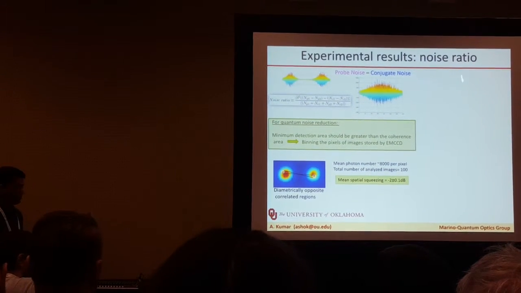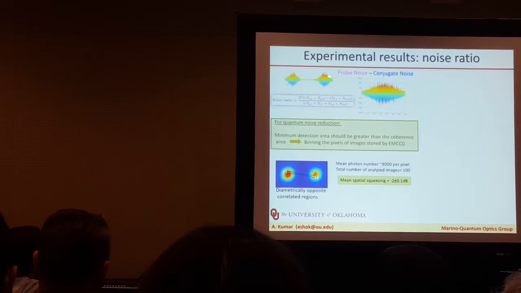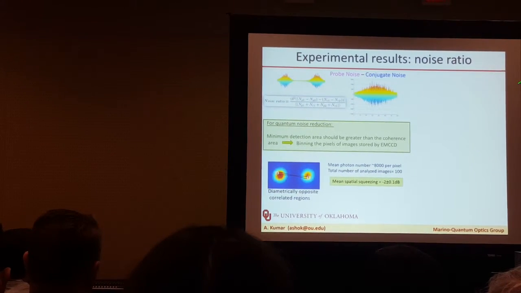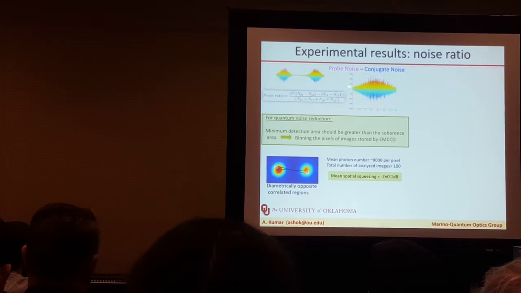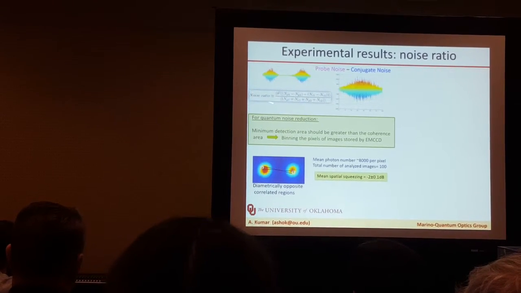Finally, coming to the results of the noise ratio, which I talked about in the first slide, we are interested in the noise reduction. We have already got the probe noise and conjugate noise. We subtract these 2 and get the noise of our measurement, and then we quantify it by this ratio, called the noise ratio.